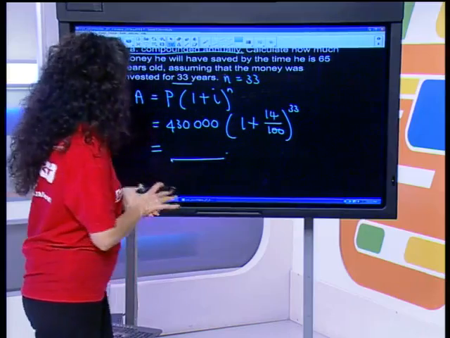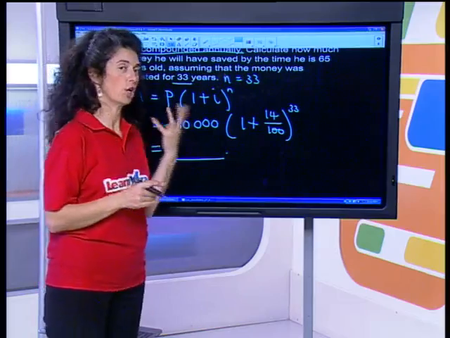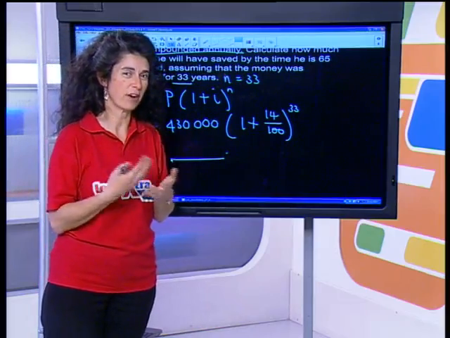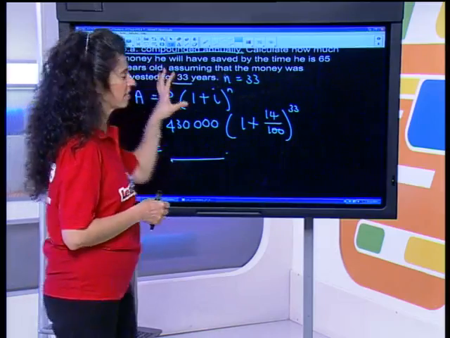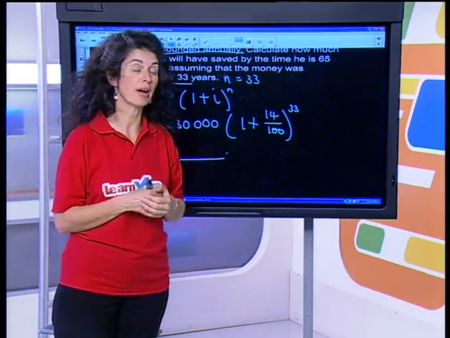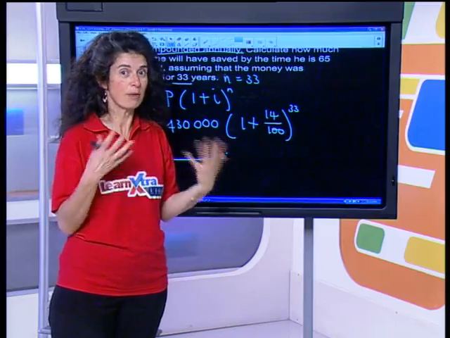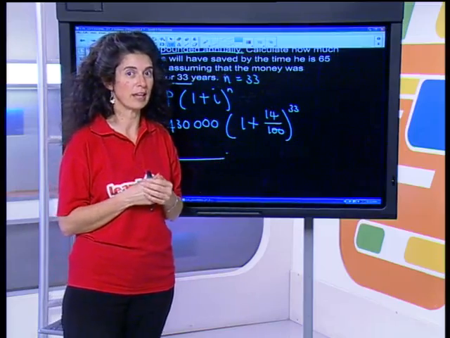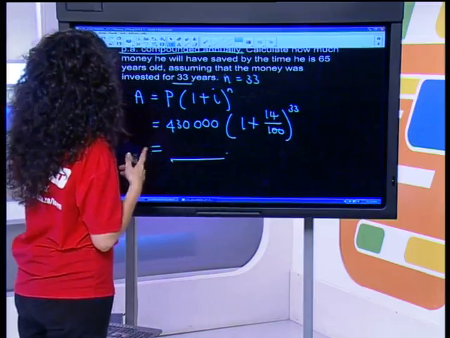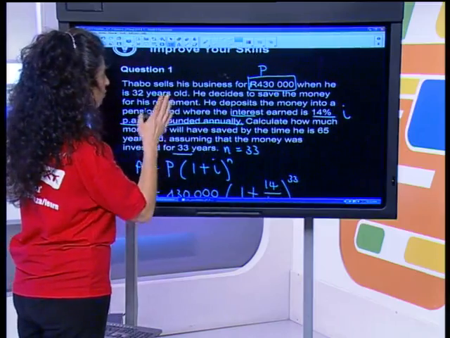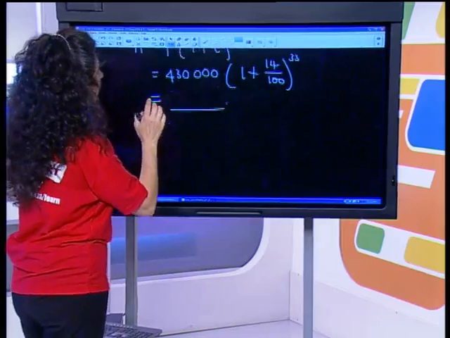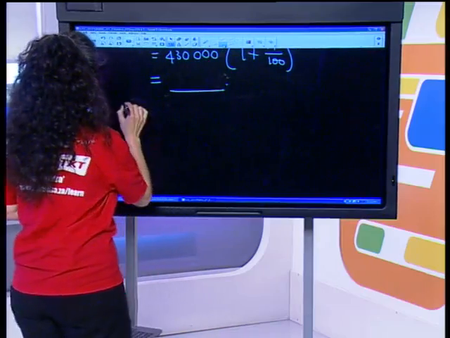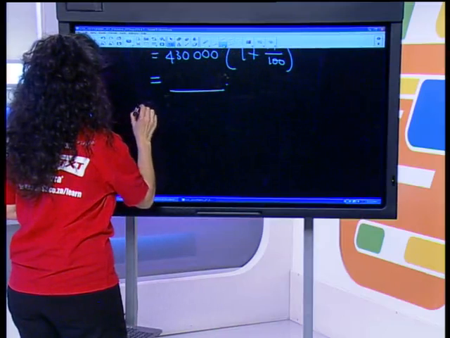Right. Now, what we're going to do, just to look at another effective rate, is to say, let's assume that this person was doing the same thing, but he was actually compounding monthly. So the same rate, but over a monthly period. How would that change? So Thabo stays the same, 430,000, but we're going to now say we want to compound that monthly.